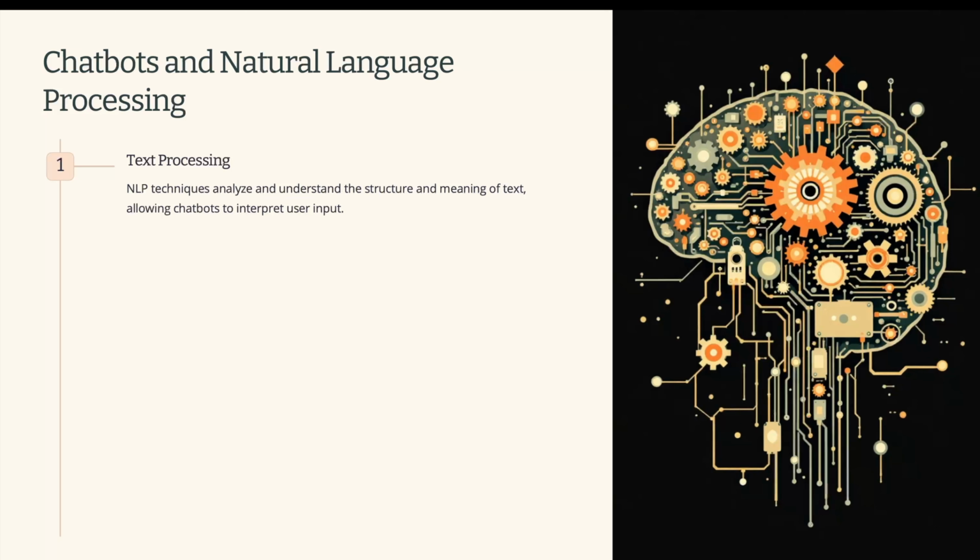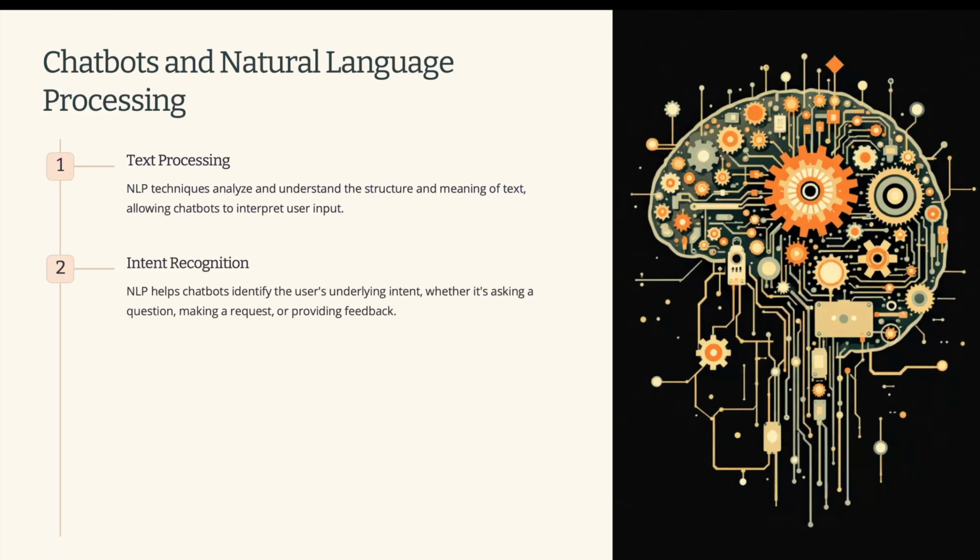user inputs. The first crucial step is text processing, where NLP breaks down and analyzes the structure and meaning of the text. This involves parsing the sentences, identifying grammar and syntax, and understanding word relationships. By doing so, chatbots can accurately interpret user input, whether it is a simple query or a complex query.